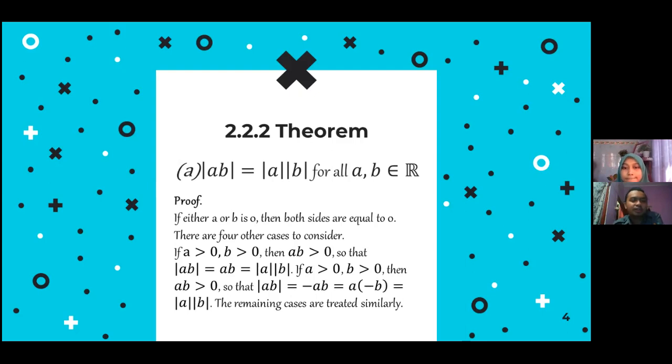If A is greater than 0 and B is greater than 0, then AB is greater than 0, so that the absolute value of AB equals the absolute value of A times the absolute value of B. If A is greater than 0 and B is less than 0, then AB is less than 0, so that the absolute value of AB equals negative AB equals A times negative B equals the absolute value of A times the absolute value of B. The remaining cases are treated similarly.